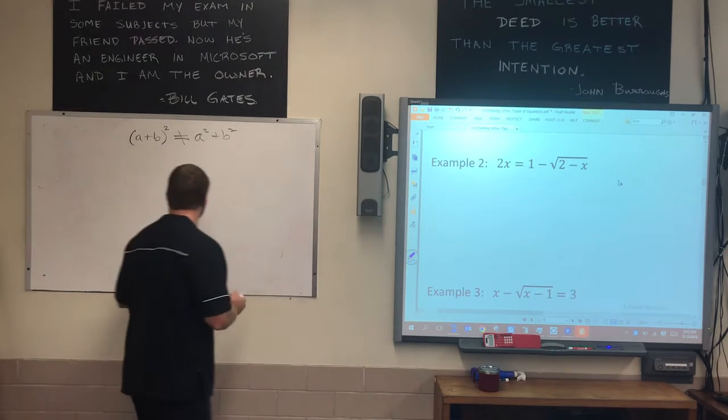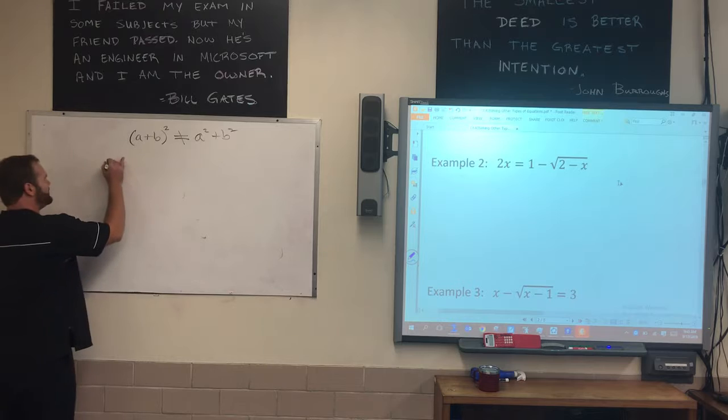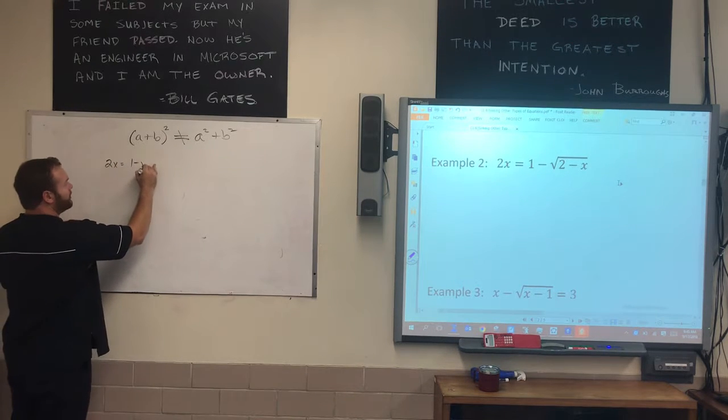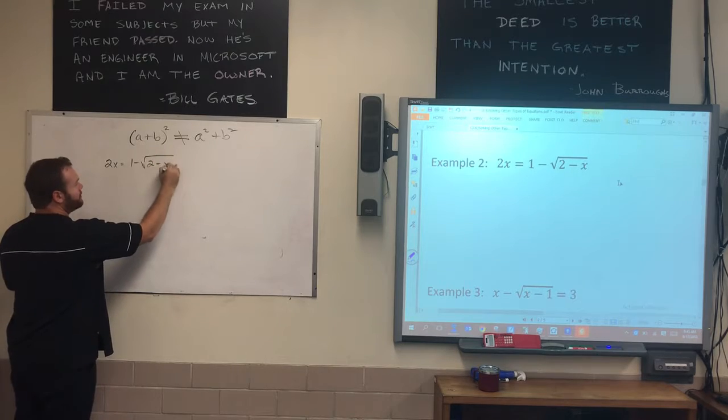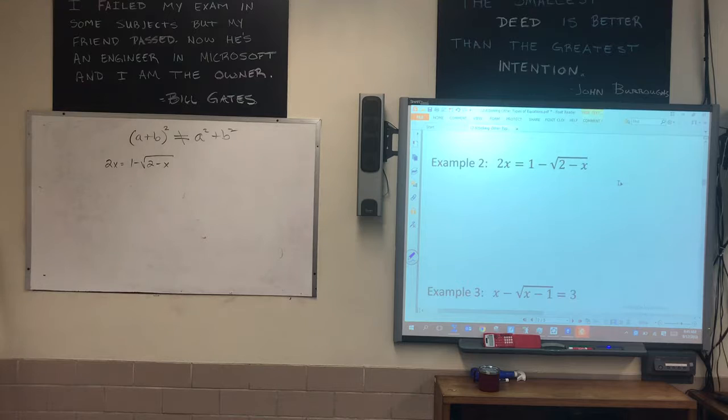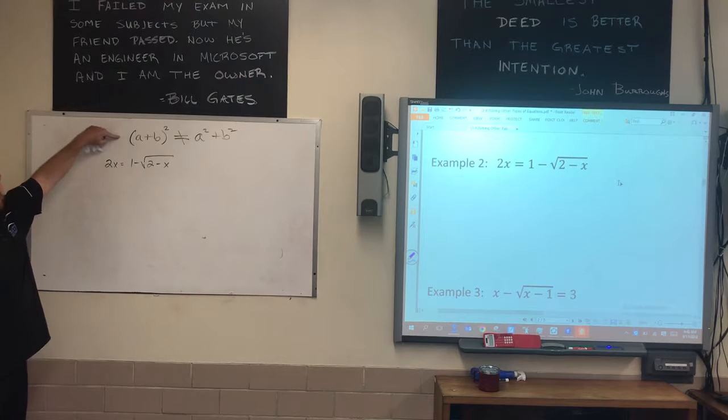So I'm going to do this on the board over here. They see that they have 2x is equal to 1 minus root 2 minus x. Now, in order to see that squaring right away is not going to be beneficial here, we have to understand this first rule that I wrote up here. That's not true. Because a lot of people that square right away also think that this is true. Okay, the fact that these should be equal.